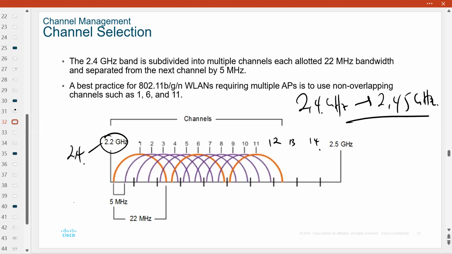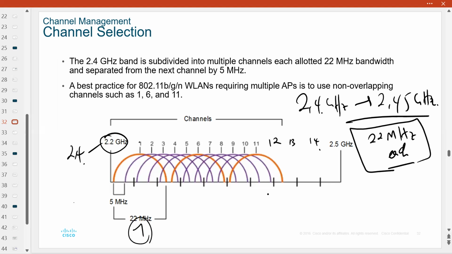The band is subdivided into channels. The channels are 22 megahertz each. Here we have a channel. This is channel number 1, in orange. So this is channel 1 in orange. We have channel 2, starting here and ending right here. Another 22 megahertz. And you can see all those channels are overlapping.